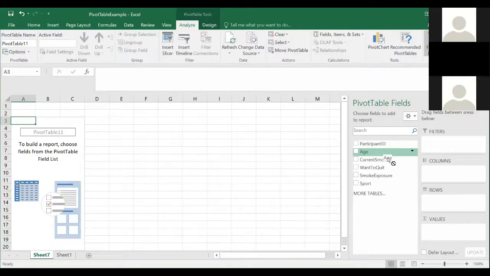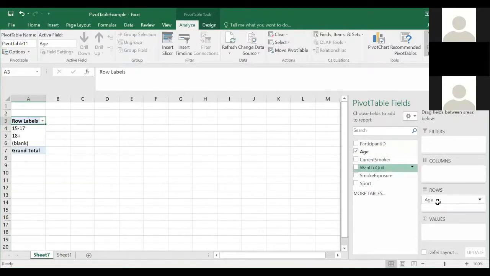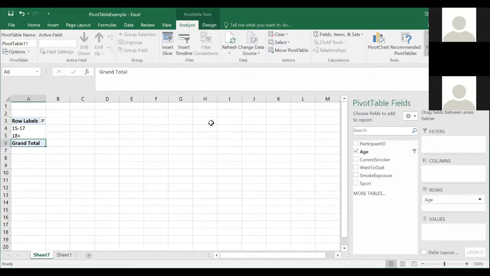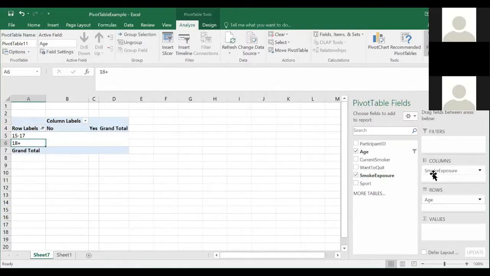So we take this H and throw it into the rows. You see over here, the labels will show up. And this blank one is just showing you if there were any blank categories. We can just pull that out like that. And then you want to take your smoke exposure and put that into the column section.